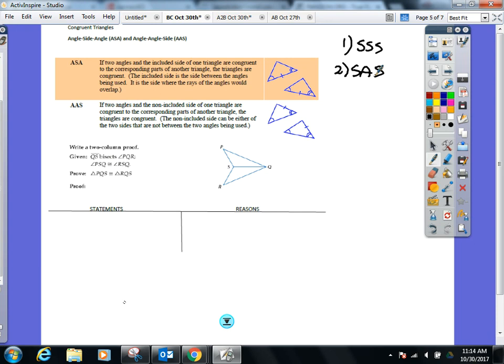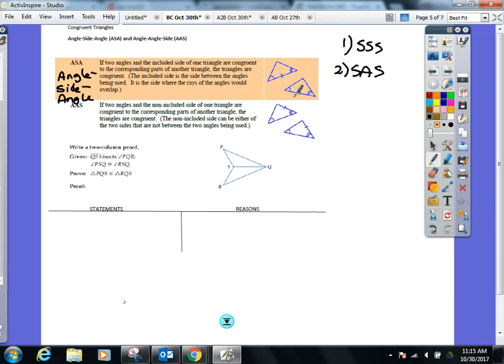3rd and 4th method. Angle, side, angle. Angle, side, angle. And it is written in that specific order. Why? Where's the side have to be? In the middle again. Yes. Just like side angle side. And this time, though, the side has to be in between the 2 angles, as you can see from the diagram I provided here. Okay, the side needs to be in between.